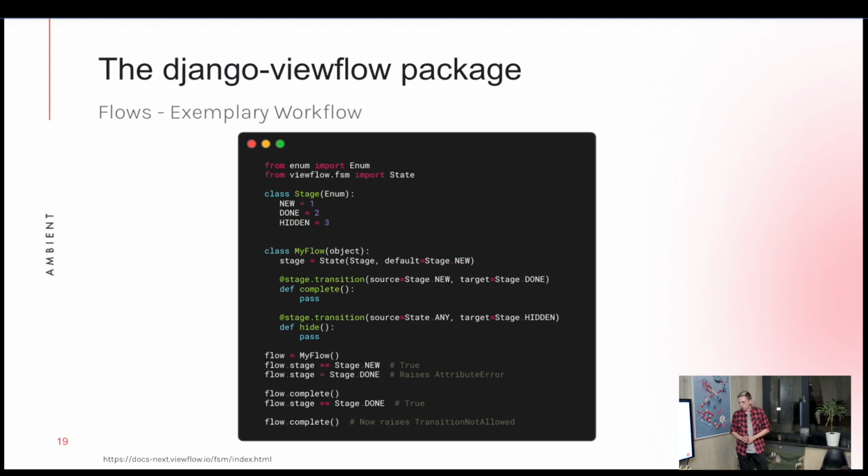But okay, how would we call such a transition? Well, as you can see, we just call the complete transition on the flow object. And then after that, if we now check for the stage, it is actually in status done. If we were to call the complete transition again, we would raise a custom error, the transition not allowed exception, because we're not in the correct status anymore. We are now in status done, and not in status new anymore. Okay, so that's basically the package.